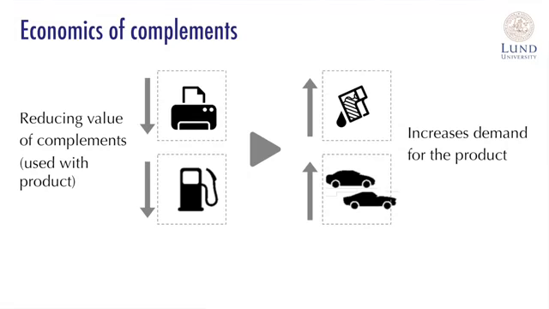Cars depend on gasoline fuel to work, so gas is a complement to cars and vice versa. The economics of complement says that when you reduce the value of the complement, the demand for the product increases. When you reduce the value, that is the price of printers, more people will buy printers, and therefore more people will buy cartridges. Similarly, when you reduce the price of gas, more people will buy cars. When the complement is commoditized, the demand for the product is increased.